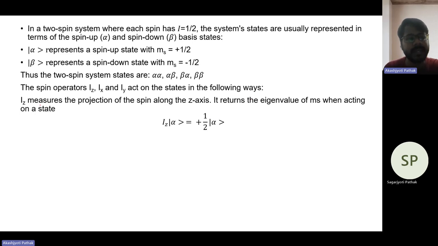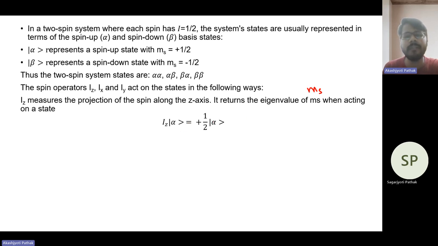What is Iz? Iz measures the projection of the spin along the z-axis. When this Iz operator acts on the spin of a system, it returns the eigenvalue ms, the magnetic quantum number, when acting on a state. So if the Iz operator acts on the alpha state of a nucleus, what will we get? For the alpha state, we know that the magnetic quantum number is plus half.